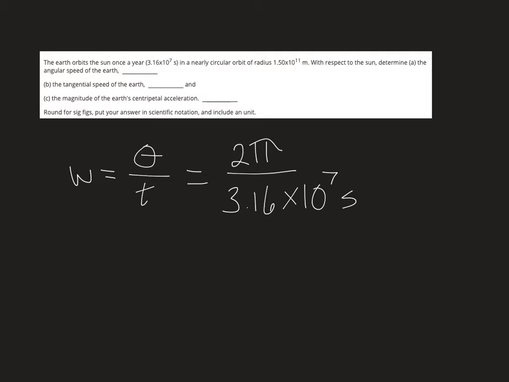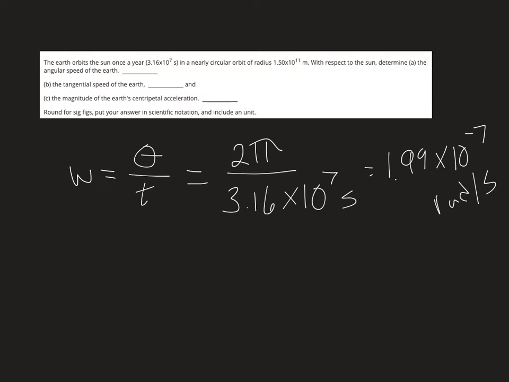So I plug that in. 2 times pi divided by 3.16 times 10 to the 7th. And we're going to keep 3 sig figs, so our answer is 1.99 times 10 to the negative 7th rads per second.